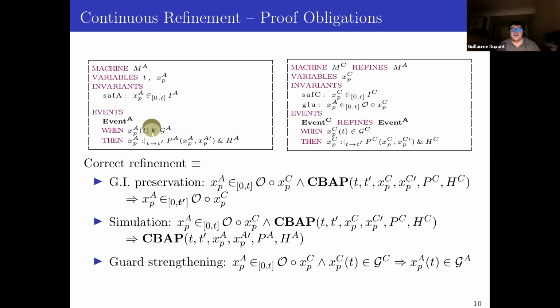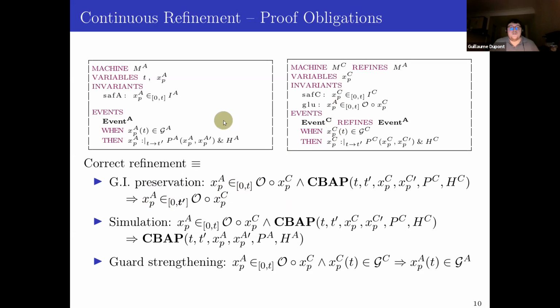I have three main proof obligations. The first one is that the gluing invariant must remain true on the whole run of the system, because the gluing invariant is actually an invariant. So formally, if it is true on X, T, then after every event, it shall be true on X', T'. So however time progresses, it must remain true.